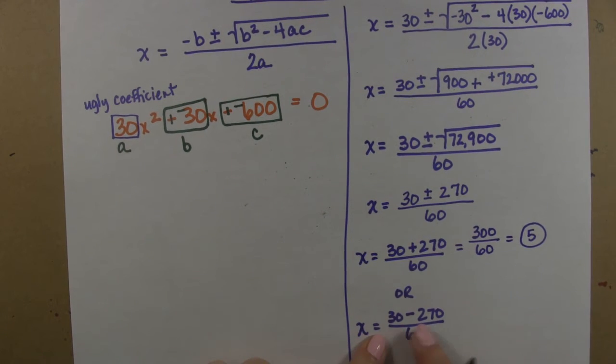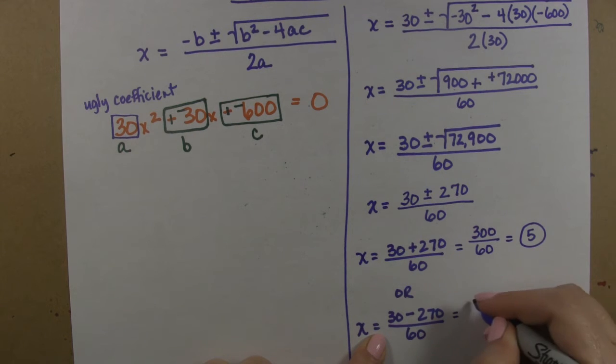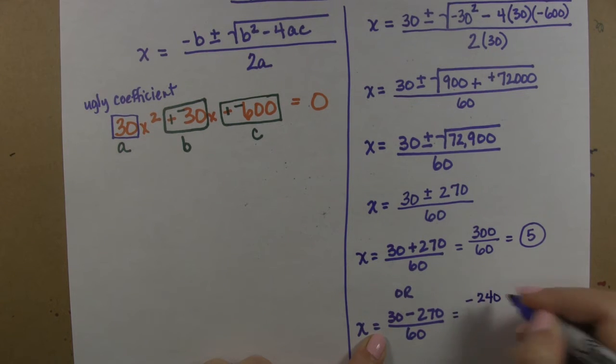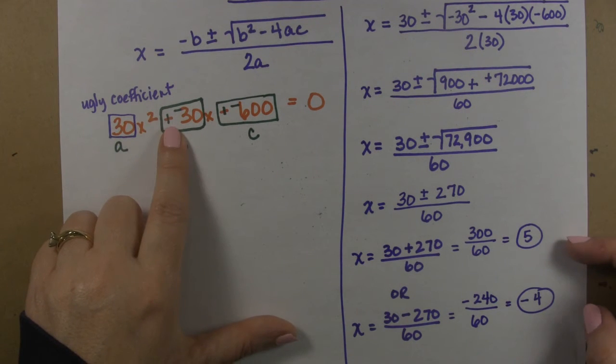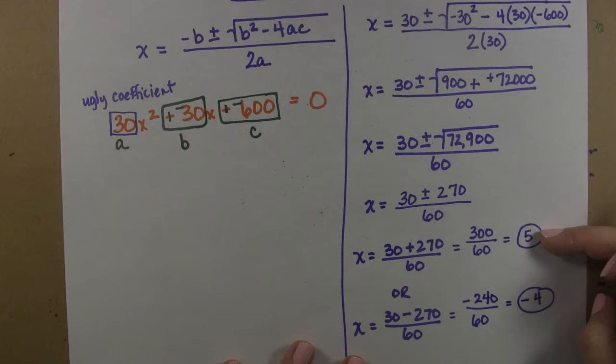Here, 30 minus 270 is going to give us a negative 240, divided by 60 gives us a negative 4. So my solutions to this crazy problem are either 5 or negative 4.